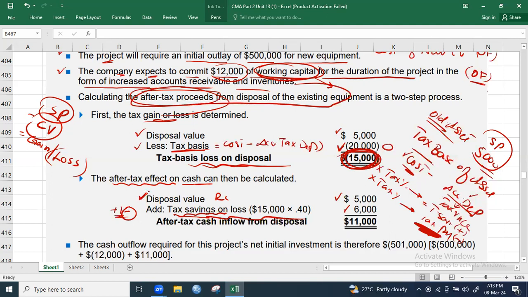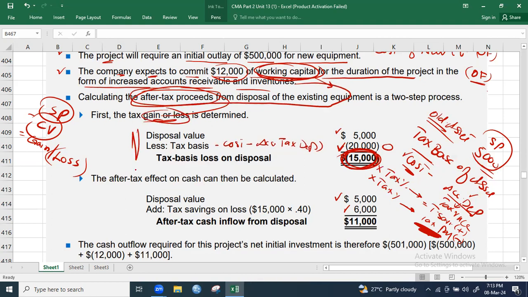Now you will take disposal proceed. So what is the format here? Step number one, guys, is first calculate the gain or loss. This is how you will calculate our gain or loss. And after that, you will write disposal proceed. If you have a loss here, you will add tax saving on loss: take the amount of loss, multiply by tax percentage. If you have a gain here, you will minus here, not add: minus tax payment on gain. Write the amount of gain, multiply by tax percentage. Once you net off these things, this is called after tax cash inflow from disposal of old asset.